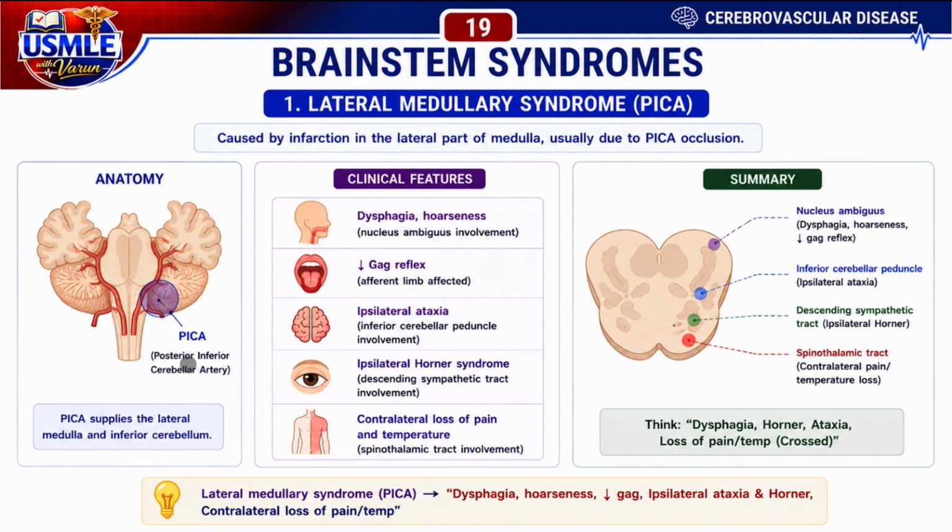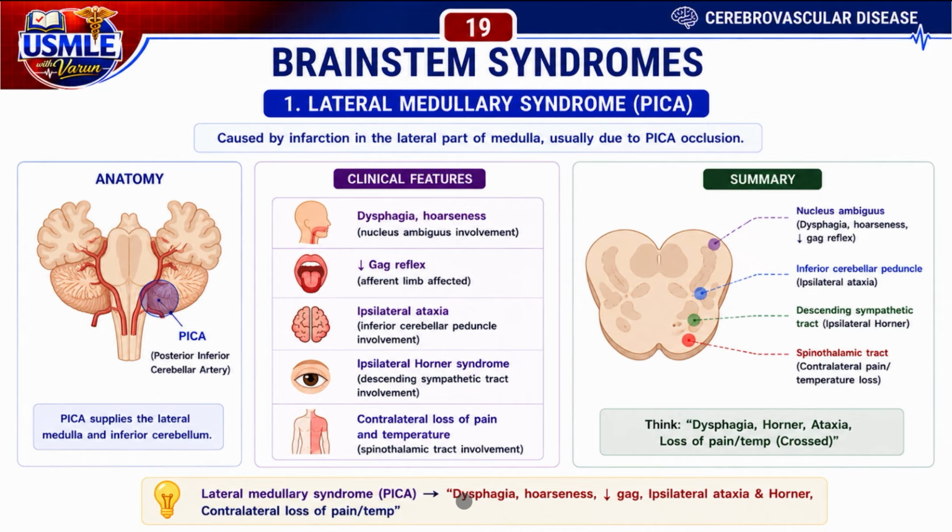So PICA stands for posterior inferior cerebellar artery. PICA supplies the lateral medulla and the inferior cerebellum. So nucleus ambiguus involvement could be associated with dysphagia, hoarseness, and reduced gag reflex. Inferior cerebellar peduncle could lead to ipsilateral ataxia. Descending sympathetic tract involvement could lead to ipsilateral Horner. Spinothalamic tract involvement could lead to contralateral pain or temperature loss.